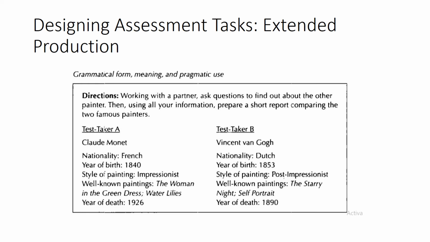So this is, as you see, an example of the information gap task, in which a certain task has been given to two students, student A and student B. For student A, the teacher has given him a list of information about a certain painter, Claude Monet, while student B has been given a list of information about a different painter. So what is required from these two students to do? They have to ask each other about the information they have about each painter.